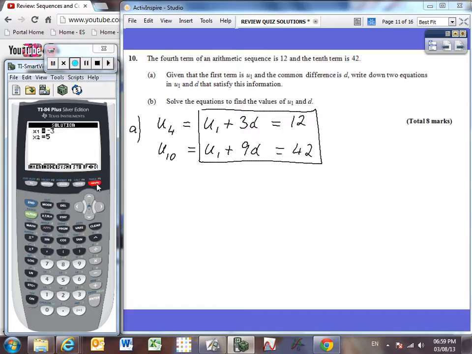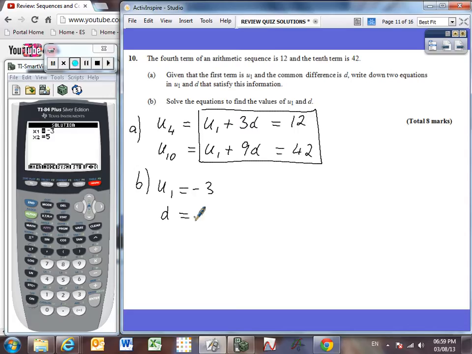Hit the solve button, and we can see that the first variable, which is U1, is equal to -3, and the second variable, in our case D, is equal to 5. And we've already done number 10. The quickest 8 marks you will ever see.